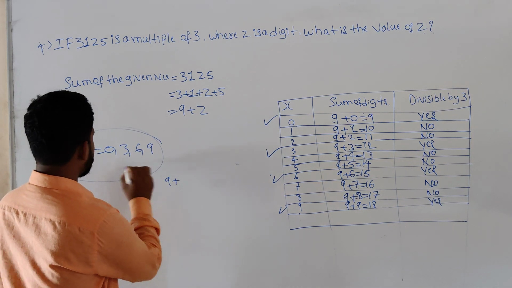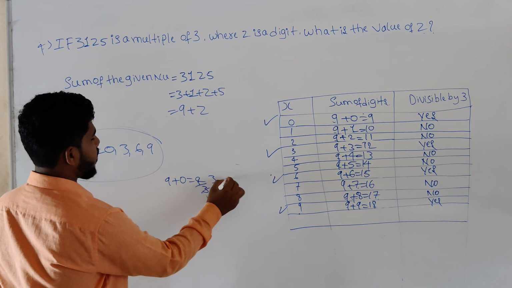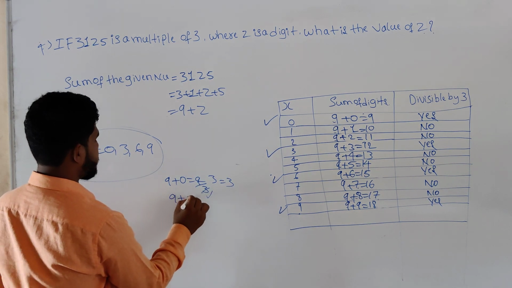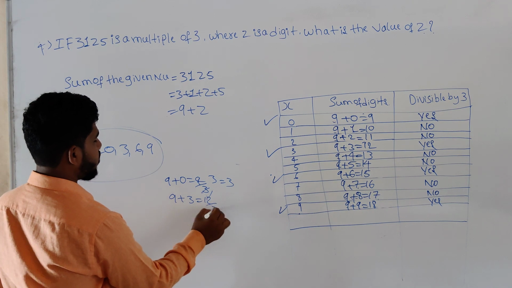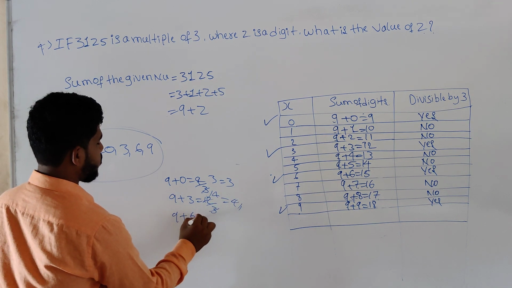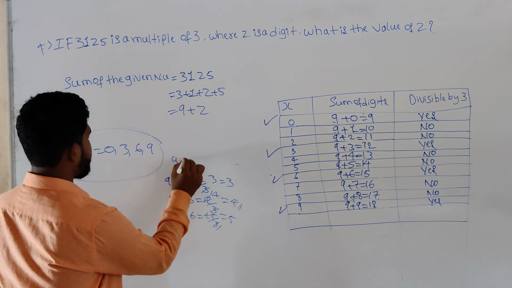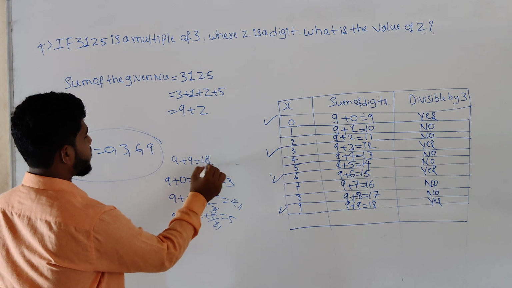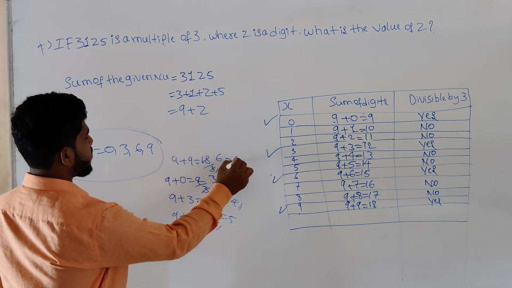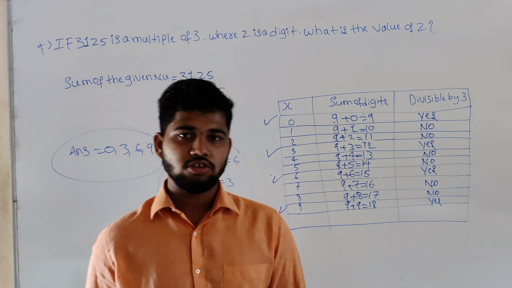9 plus 0 is equal to 9. It is easily divisible by 3. The answer is 3. 9 plus 3 is equal to 12, divided by 3, the answer is 4. 9 plus 6 is equal to 15, divided by 3, the answer is 5. 9 plus 9 is equal to 18, divided by 3, the answer is 6. These are easily divisible by 3.